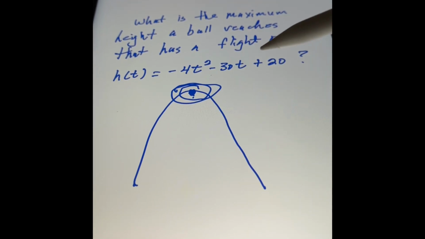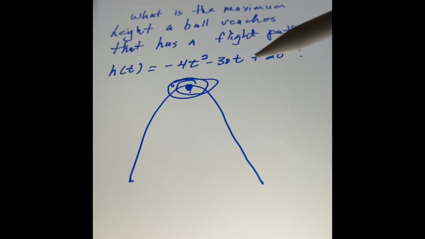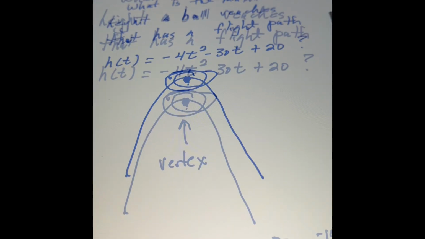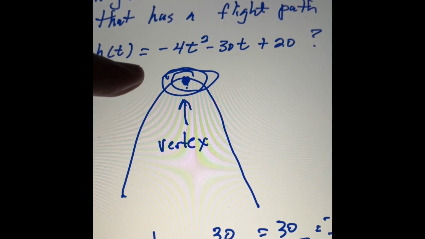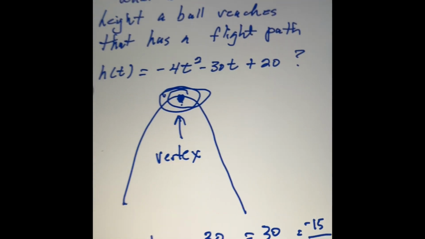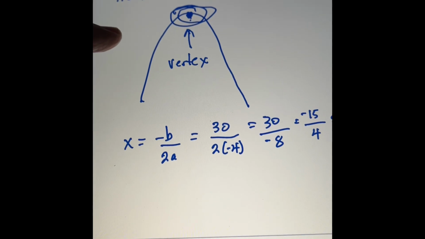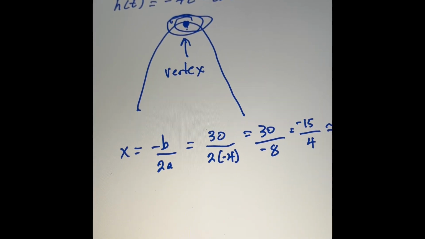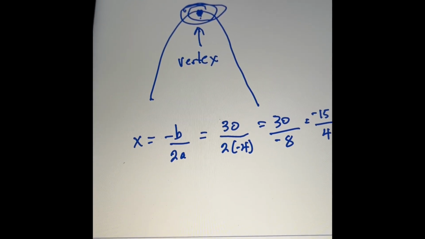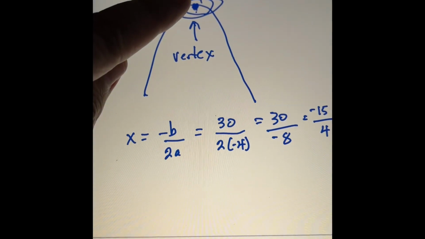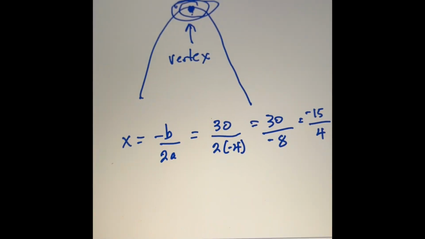So we could do this on a graphing calculator, which we might, but we can also do it by hand, and that's what I'm going to do right now. So this highest point is going to be the vertex of this equation. And one of the best ways to find that is to say the x value of the vertex is going to be negative b over 2a. Well, a is negative 4, b is negative 30, and c is 20.